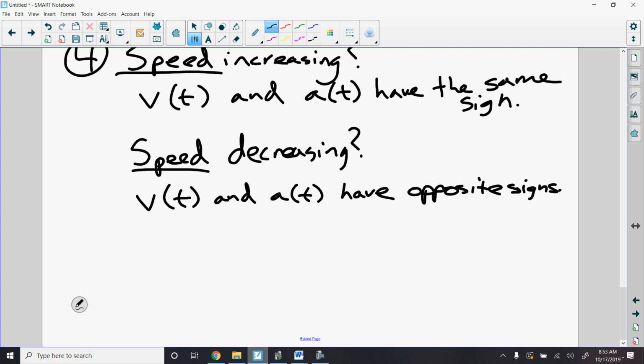So if my velocity is positive, but my acceleration is negative, I know my speed is decreasing, or I'm slowing down. If v of t is negative and a of t is positive, then those two have opposite signs. Therefore, the speed is decreasing as well. Okay, let me show you an example of what I mean by that.